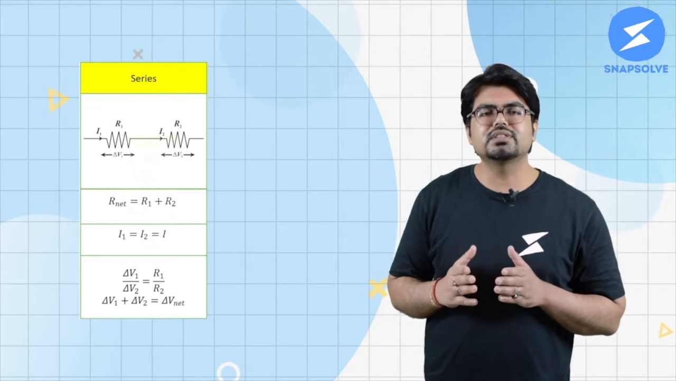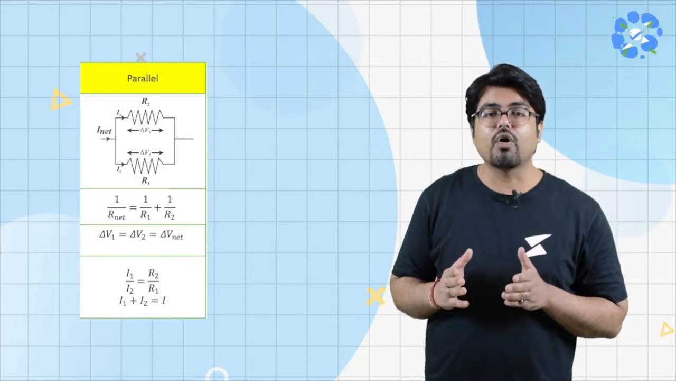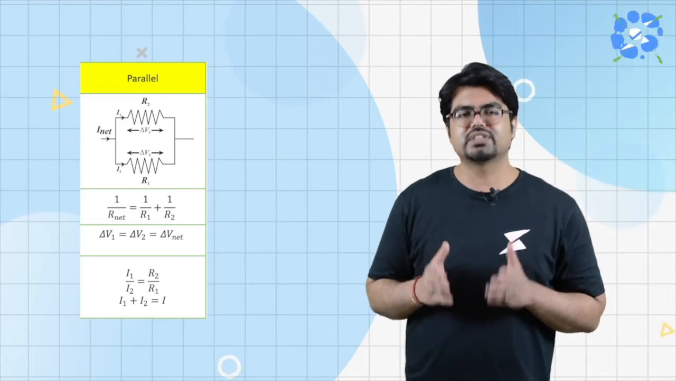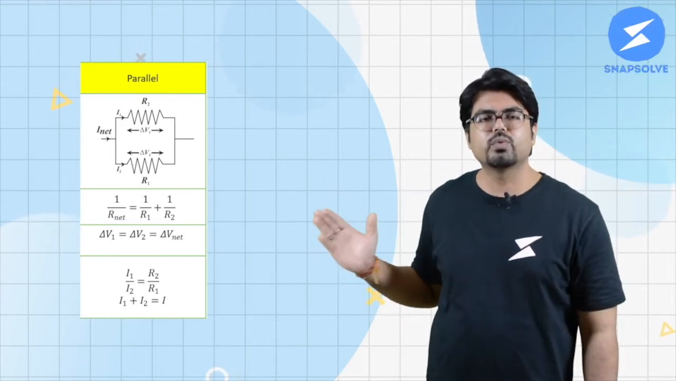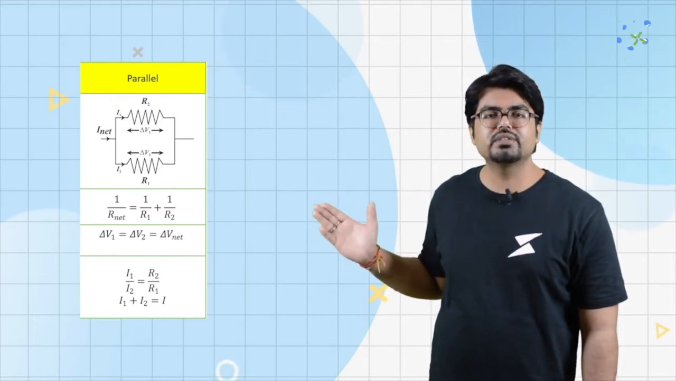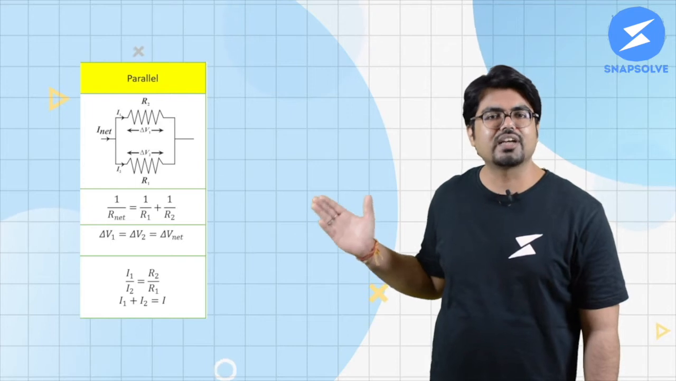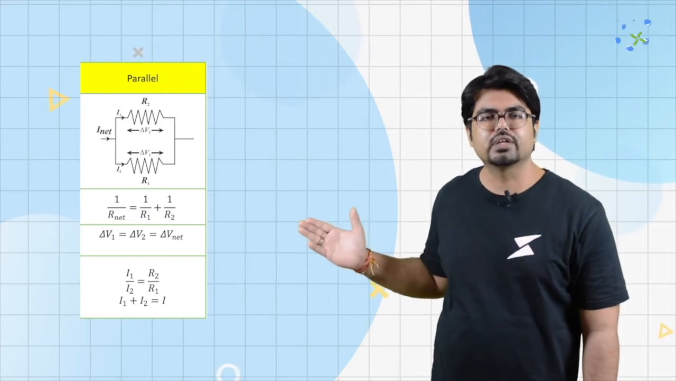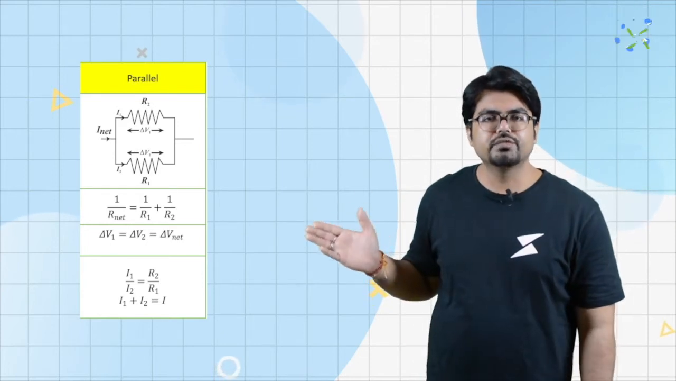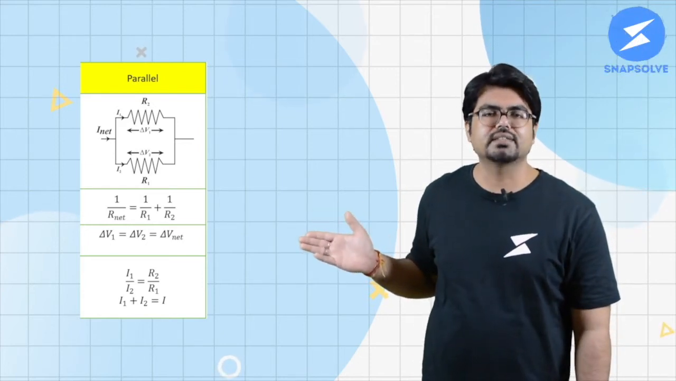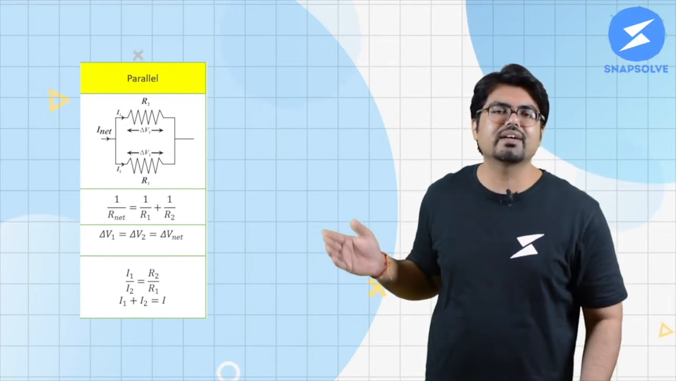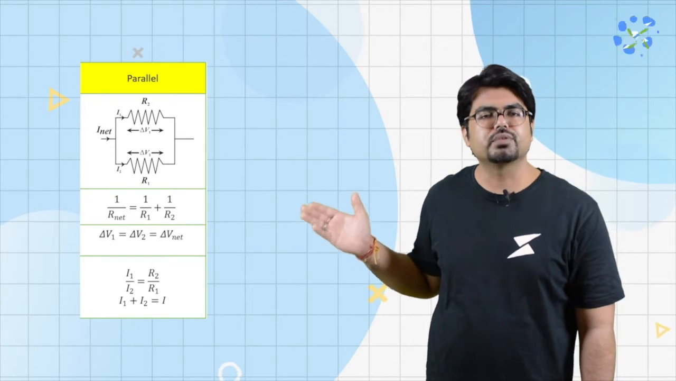Now, 2 or more resistors are said to be in parallel if they all have the same potential difference. In parallel, the net resistance is given by 1 by R net equals 1 by R1 plus 1 by R2. The potential difference is the same, that is delta V1 equals delta V2 equals delta V net. And the current is divided in a ratio inverse to the ratio of resistances, that is I1 upon I2 equals R2 upon R1. The total current is I1 plus I2 equals I net.